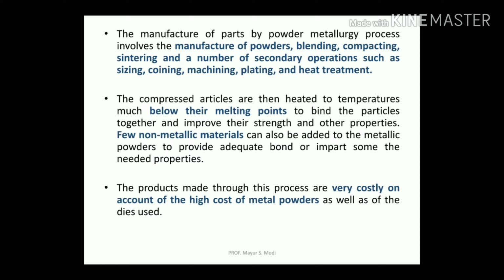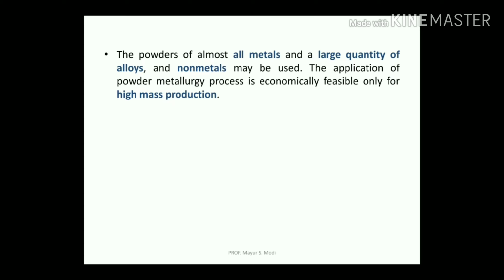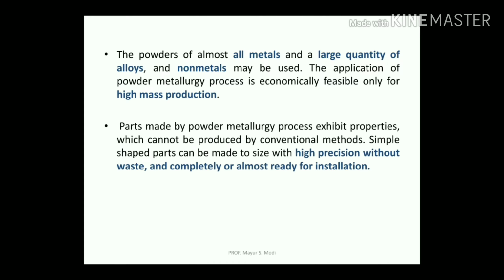The products made through this process are very costly on account of the high cost of the metal powders as well as of the die being used. The powders of almost all metals and a large number of alloys and non-metals may be used. The application of the powder metallurgy process is economically feasible only for mass production. Parts made by powder metallurgy exhibit properties which cannot be produced by any conventional manufacturing methods.